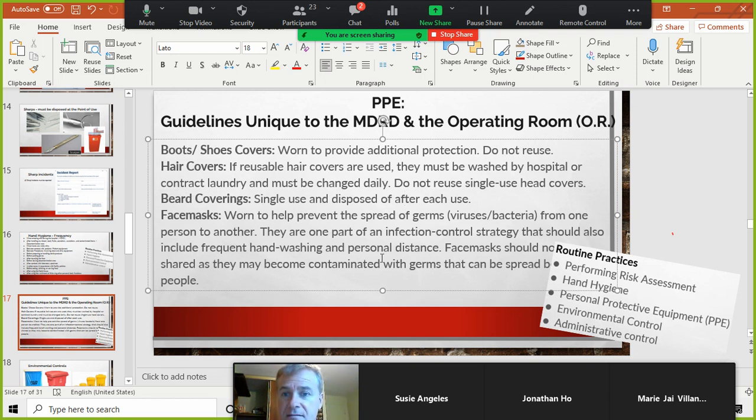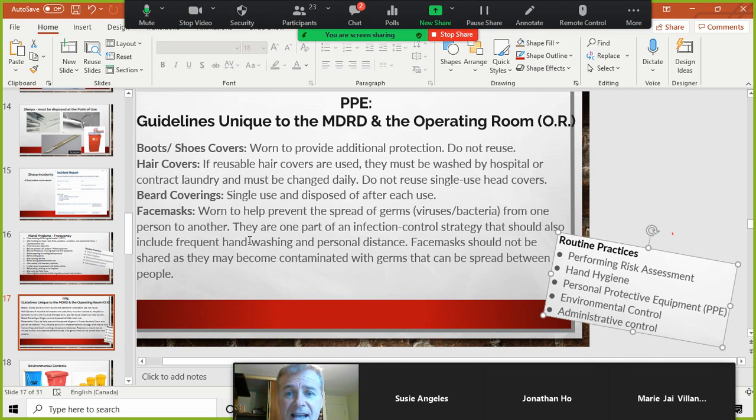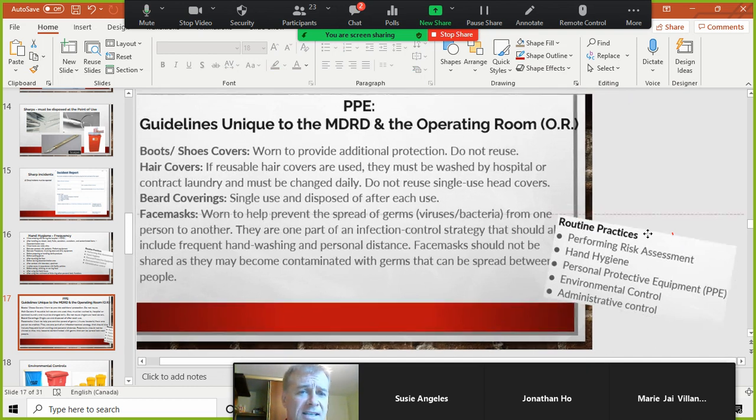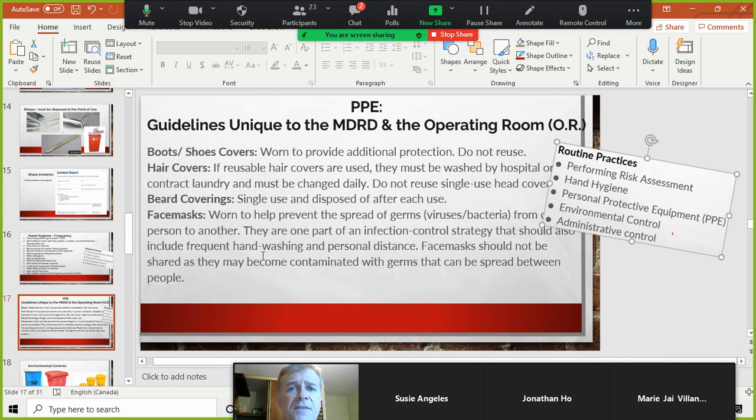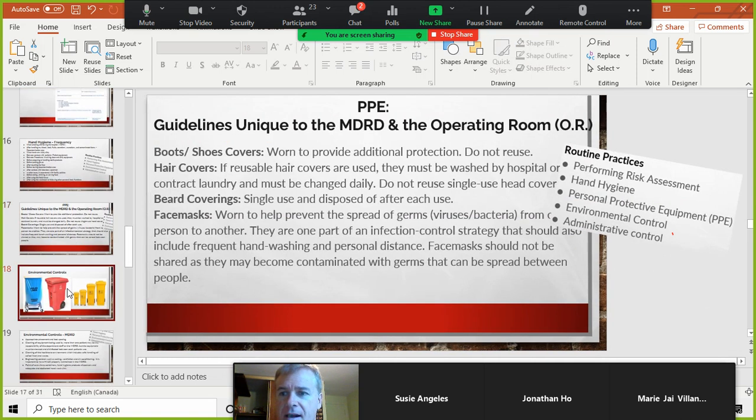Face masks. Okay, worn to help prevent the spread of germs, viruses, bacteria from one person to another. As boring as this sounds, they are one part of an infection control strategy that should also include frequent hand washing and personal distance. Face masks should not be shared as they may become contaminated with germs. As boring as it sounds, you guys already know all these kinds of things, but I'm just talking about policy making and the hospital side of what's going on in a routine practice.